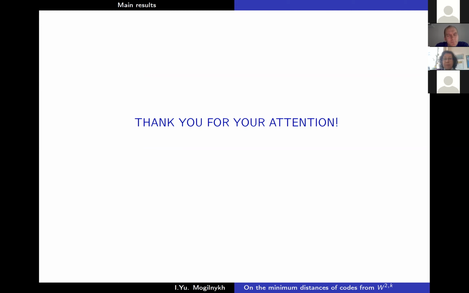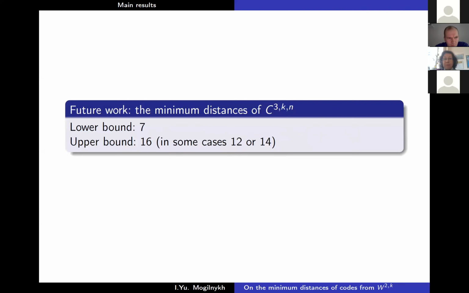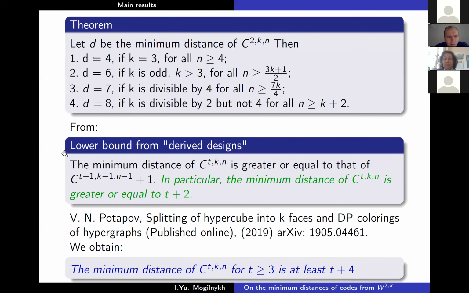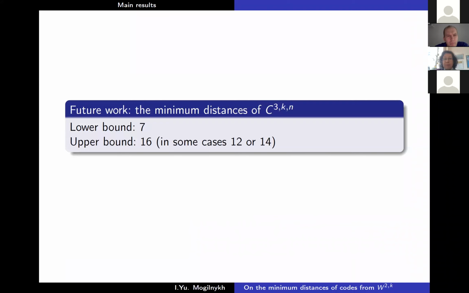Any other questions? I just wonder which approaches you use to get the new bounds you mentioned at the end of your talk. So the lower bound just follows from the concept of derived design. Right, but I mean the next slide, where you showed us these bounds. Which approaches do you plan to use or have used?